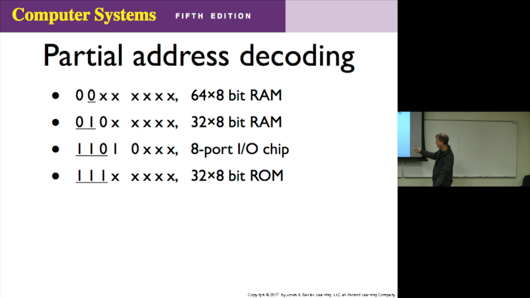So our 32 by 8-bit ROM, if A7, A6, A5 is 111, then that's all we need to do to do the chip select.